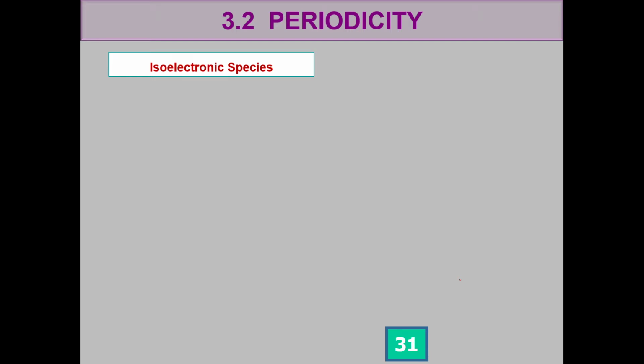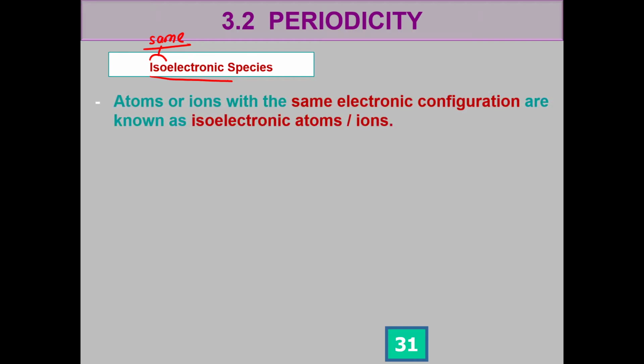So kita nak describe on other species pula. What is isoelectronic species? Okay, iso maksudnya sama. And electronic maksudnya anything involving dengan electrons lah. Okay, isoelectronic species maksudnya is any atoms or ions or anything yang has the same electronic configuration. Okay, same electronic configuration. Macam mana diorang ada same electronic configuration?